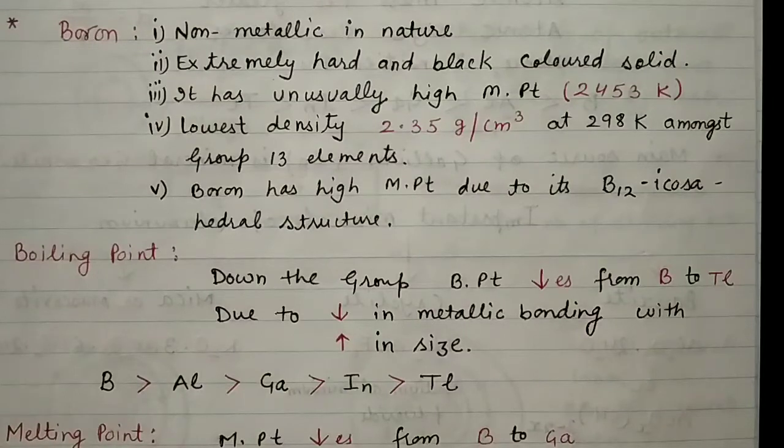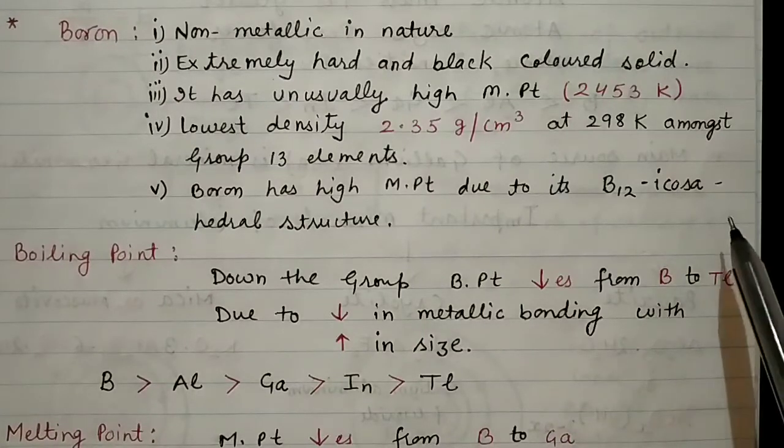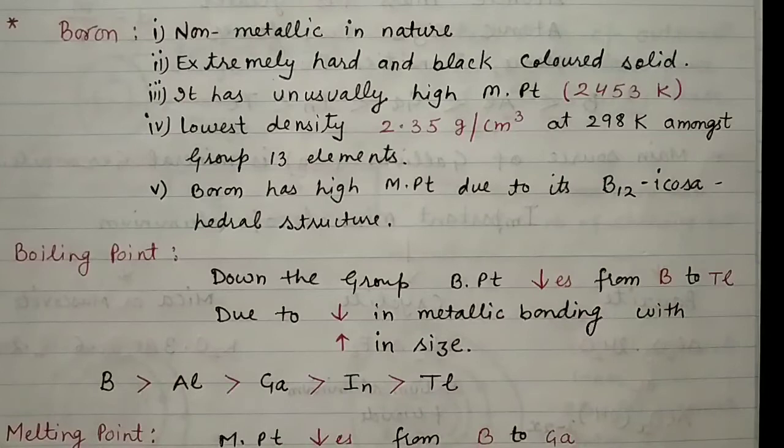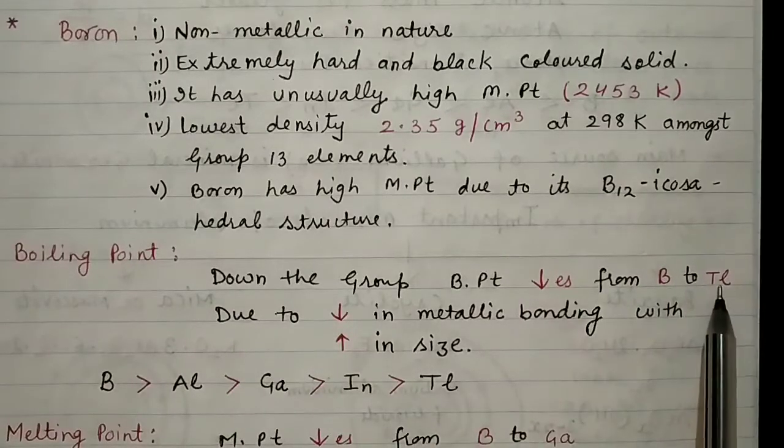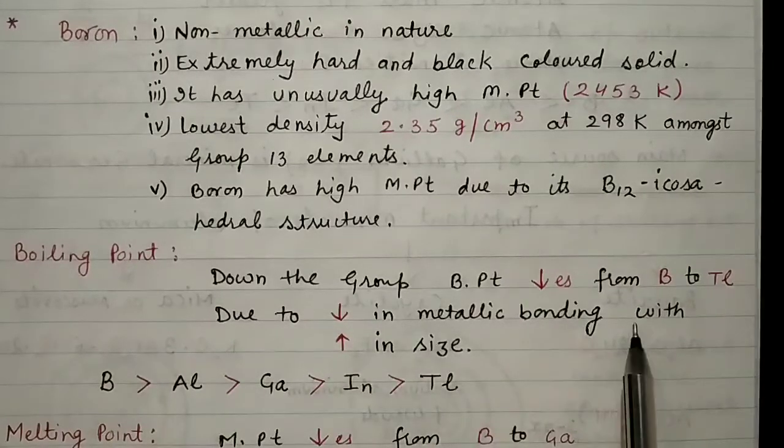Because boron in its B12 form, it exists in the icosahedral structure. That's why the unusually high melting point has been observed in case of boron. So if we look over the boiling point and melting point, as you know, down the group the boiling point decreases from boron to thallium due to decrease in the metallic bonding with increase in size. So order of boiling point will be boron will have the highest value and thallium will have the least value.